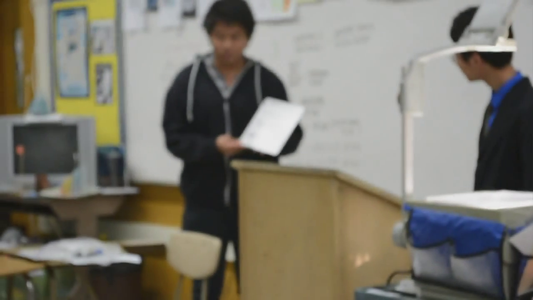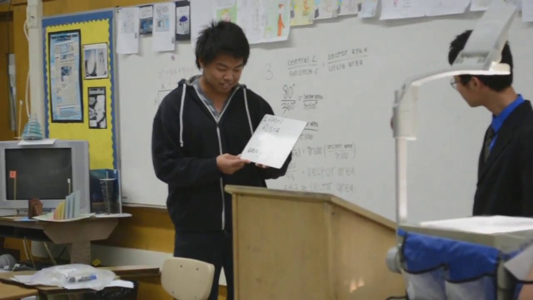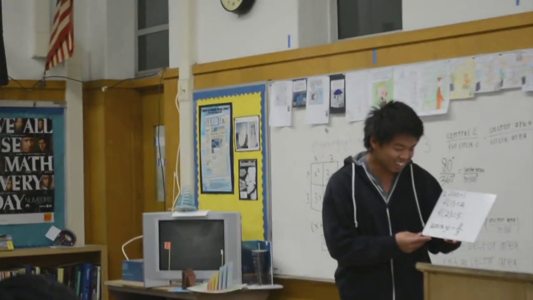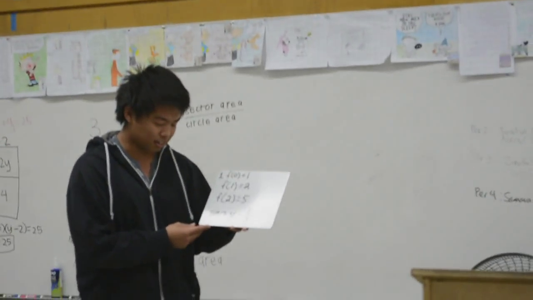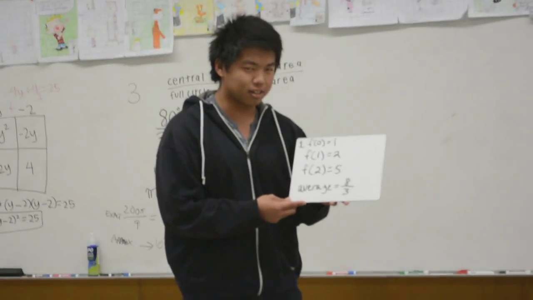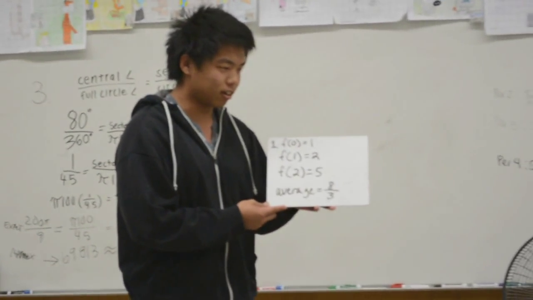So what I have on my whiteboard is that f of 0 equals 1, f of 1 equals 2, f of 2 equals 5, and the average equals 8 over 3, or 8/3.